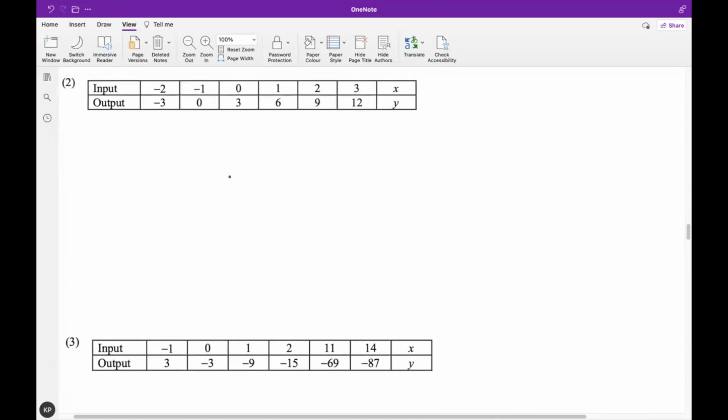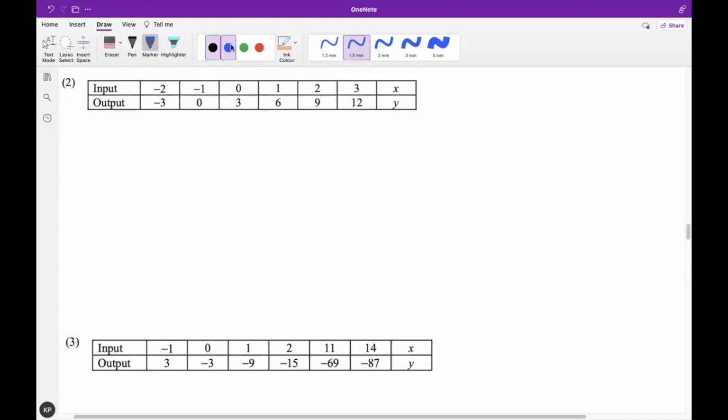Okay, I want us to find the rules for number 2 and 3. Okay, let's start with number 2. Let's look at the outputs. -3, 0, 3, 6, 9, 12. What is happening there with my outputs? Nice, Senyani. Let me find a new color. We are adding 3. So from there to there, plus 3. There to there, plus 3. And so on and so forth.